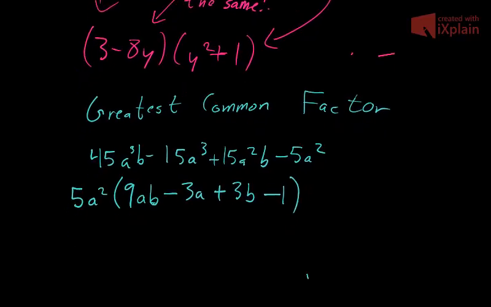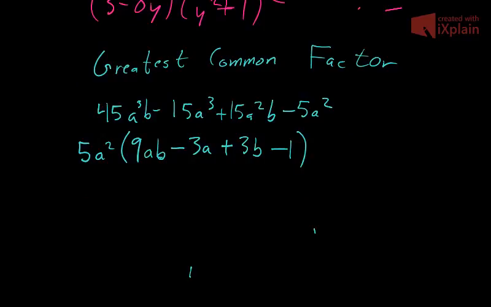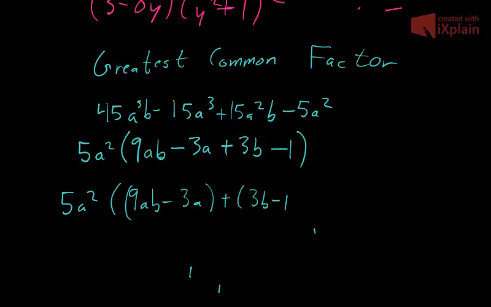So it is a little hard to tell what exactly we should be factoring out here. There's a few different ways to do it. I'm going to show you guys one of them. So what I would do is leave it exactly how it is, keep the 5a squared out of the way, and then group my first two terms together. So when I do that, I'm going to have 9ab minus 3a grouped together, and then plus 3b minus 1.